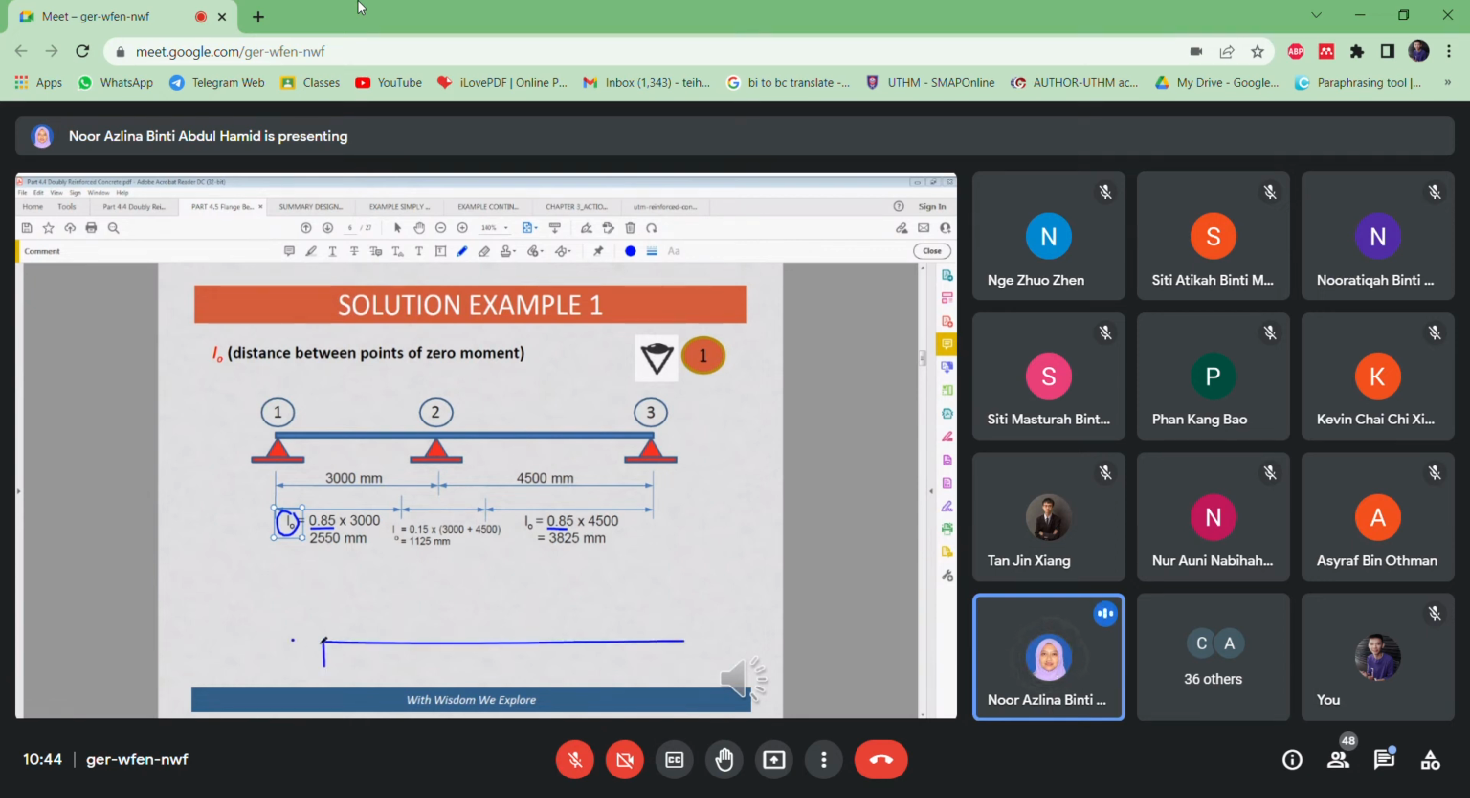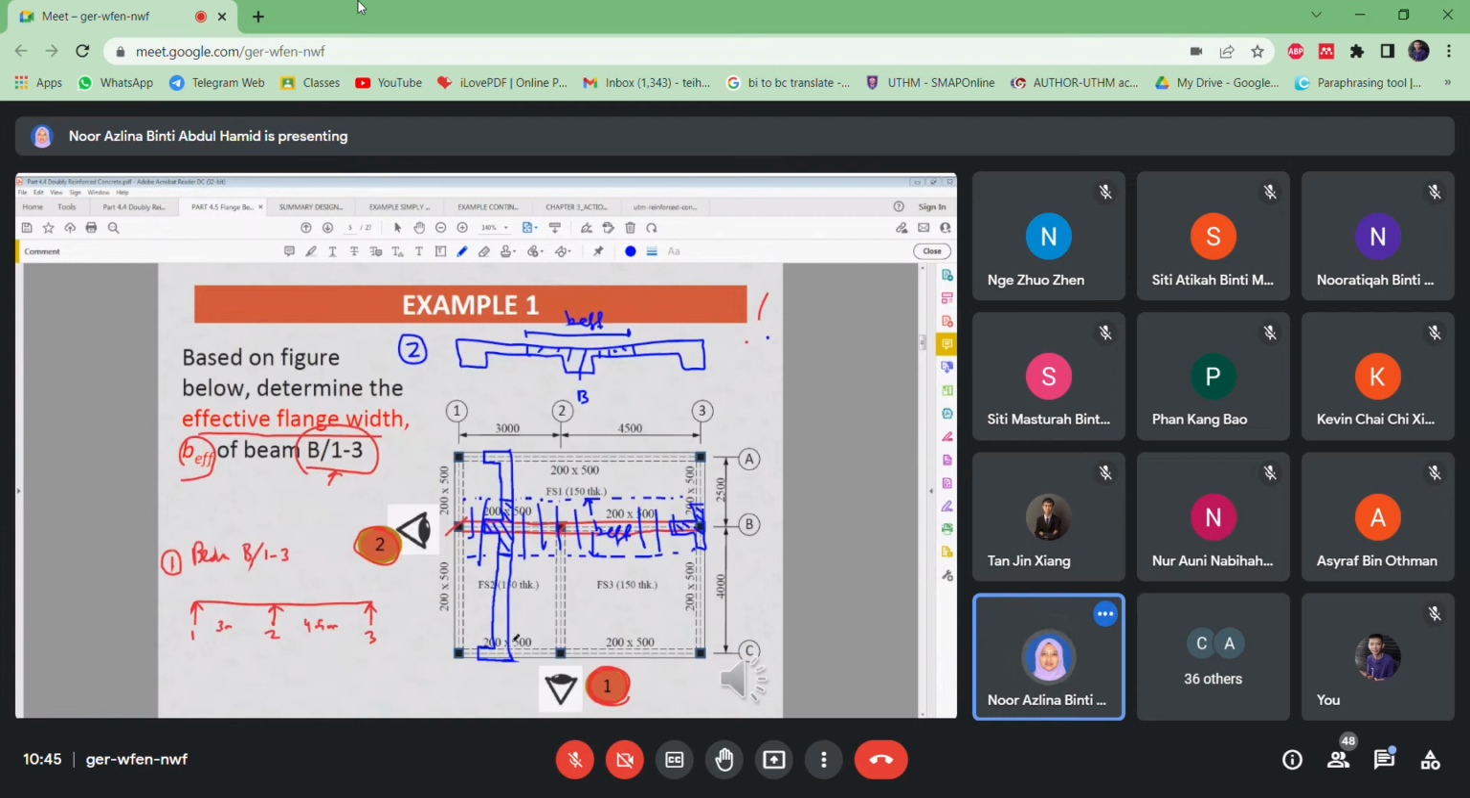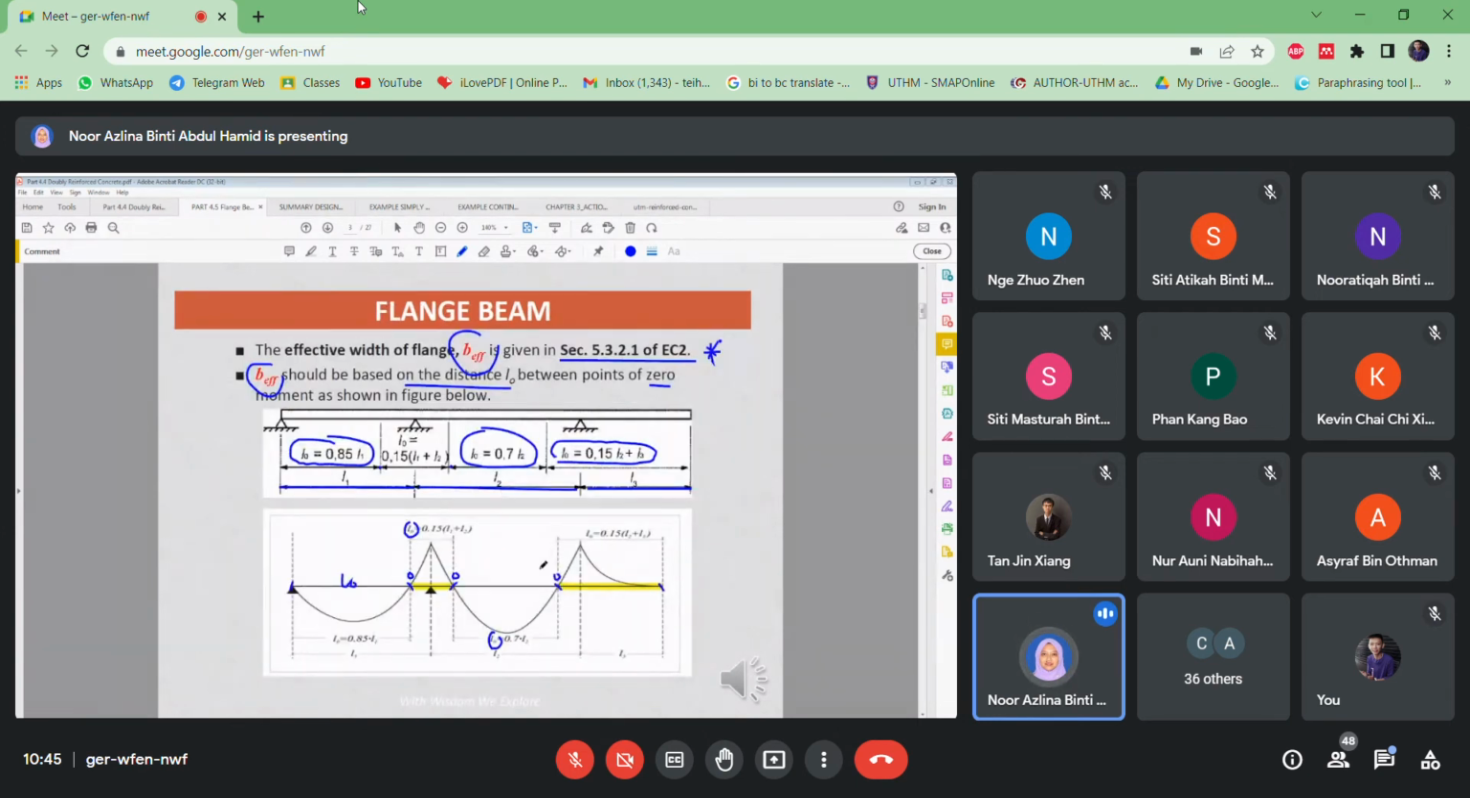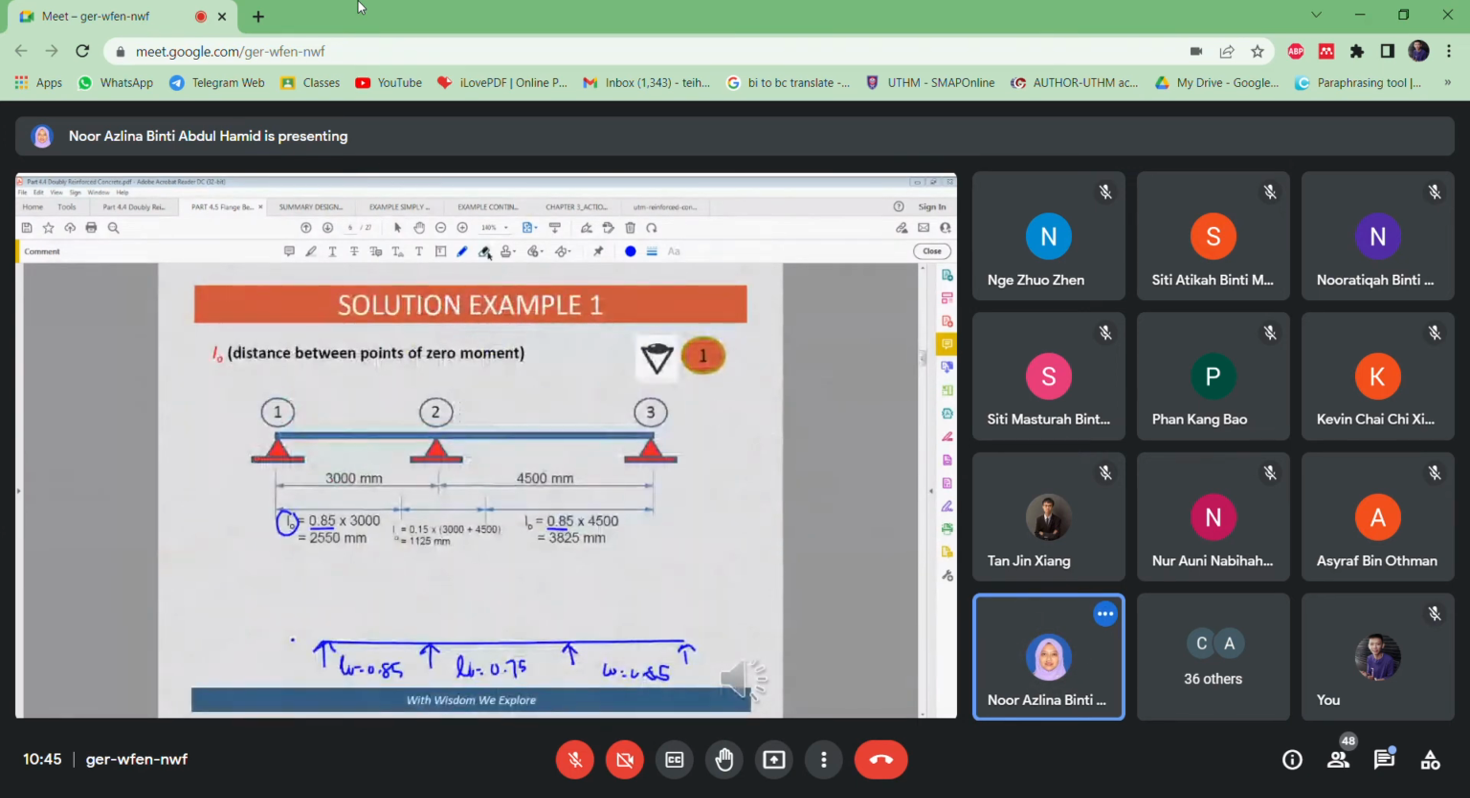If there were three, so this L0 is 0.85. This is the first span. This one is also the first span, which is L0 0.85. But this one would be the internal, right? So you would use the internal equation, 0.75. Is it 0.75? I forgot. 0.7. There is no cantilever.